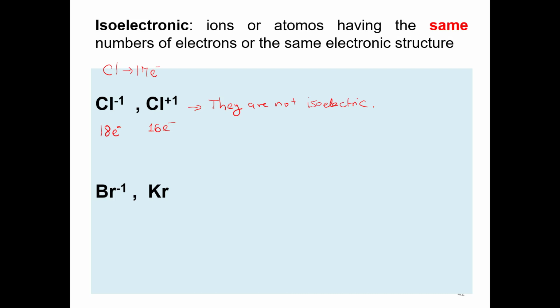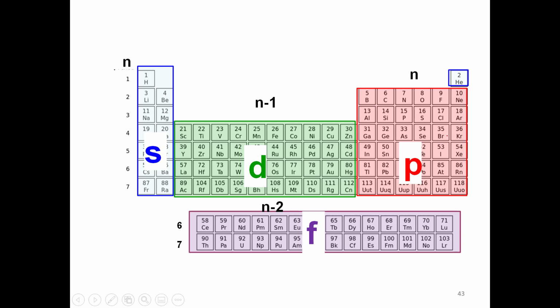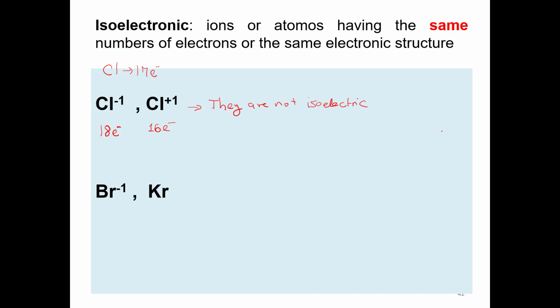Let's try the next problem. We have the ion of bromine, and let's see how many electrons. Bromine is 35 because the atomic number is 35. Pure bromine has 35 electrons. Because the ion is -1, it means it gained 1 electron, so this ion of bromine will have 36 electrons.